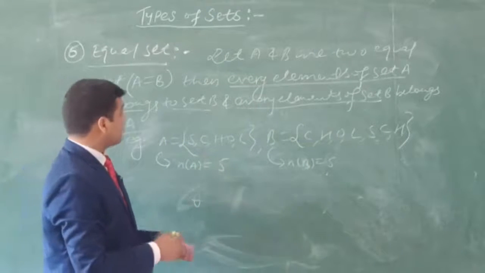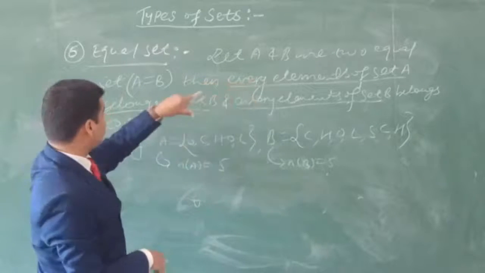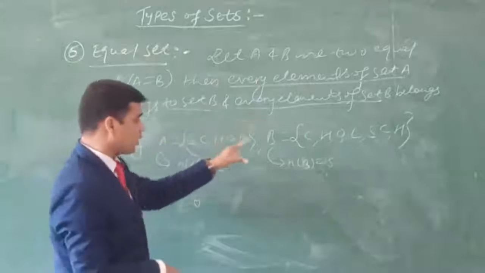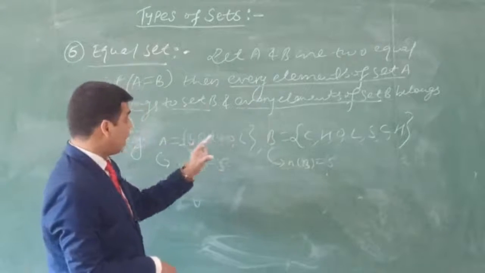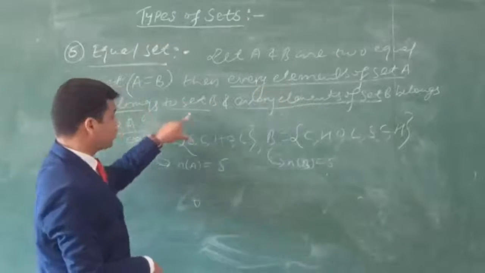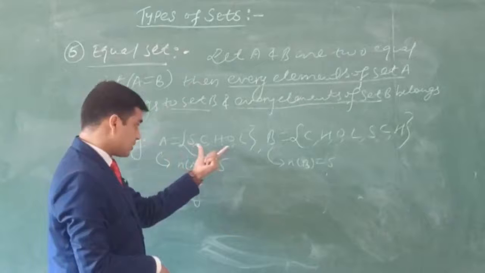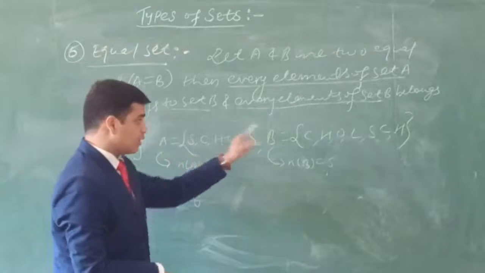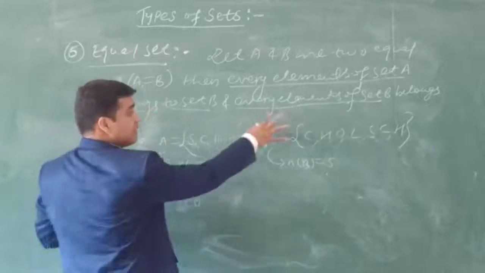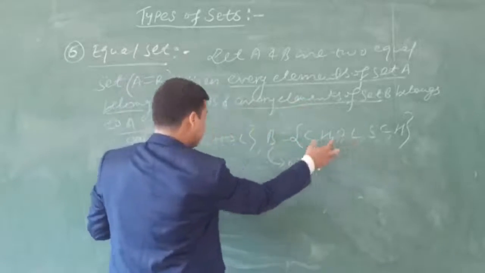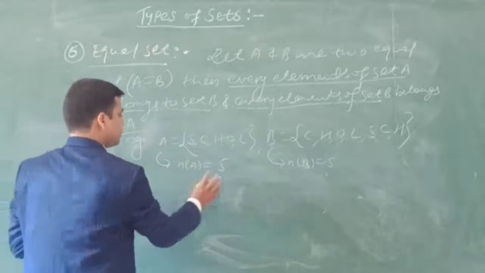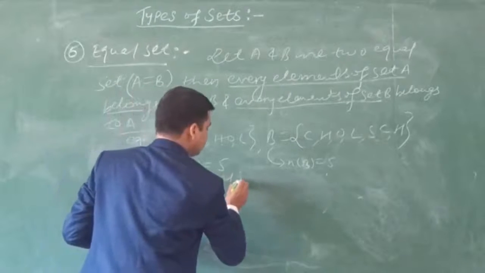Now see this here. What is the condition? Let A and B be two equal sets. Set A and set B are the same. Are both sets equal or not? Yes, the number of elements is the same. And the second thing is very important: every element of set A belongs to set B. Yes, all the elements are present in set B. And every element of set B belongs to set A. Then we can say this is an equal set.